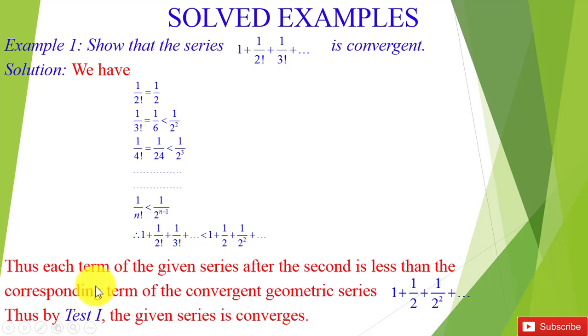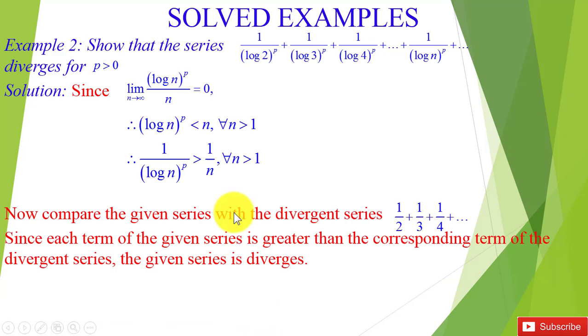Thus, each term of the given series after the second is less than the corresponding term of the convergent geometric series 1 plus half plus 1 by 2 square plus up to infinity. Thus, by test 1, the given series is convergent. Example 2.